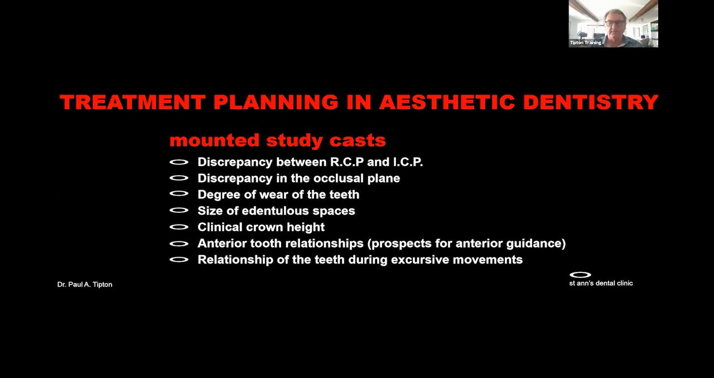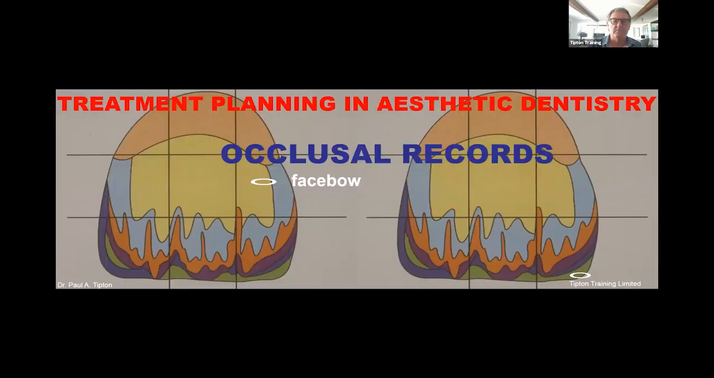So you are going to find some situations where once you've mounted the study cast, you've done your occlusal examination, you've got some very, very strange occlusions that might be developmental. It may be as a result of somebody who's done restorative work in the past. And you have to find a way to get the anterior teeth together so that you can create guidance, so you can protect your restorations. And as we've mentioned, the relationship of the teeth during excursive movements.